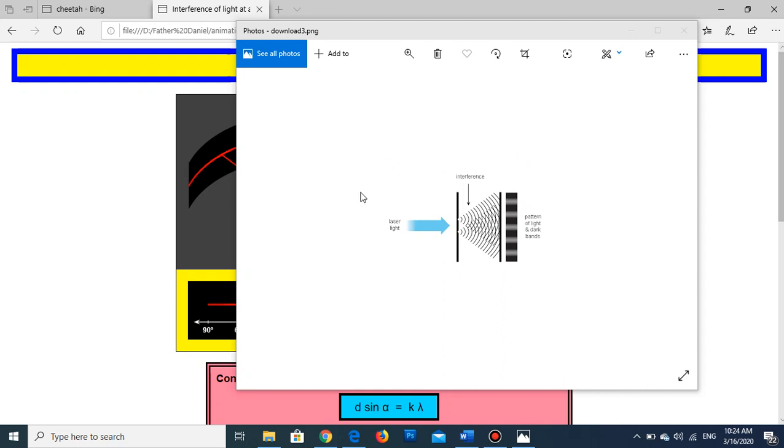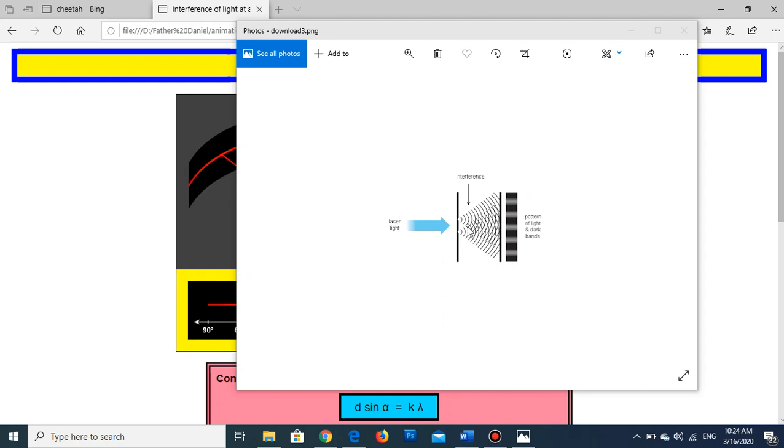to obtain this figure, we have some properties or some conditions in order to observe this pattern. Now we have two conditions the coming light must satisfy in order to observe this stable pattern. First, the two waves must have the same frequency. If the two waves have different frequencies, then we will not observe this pattern. Second, the two waves must be coherent.